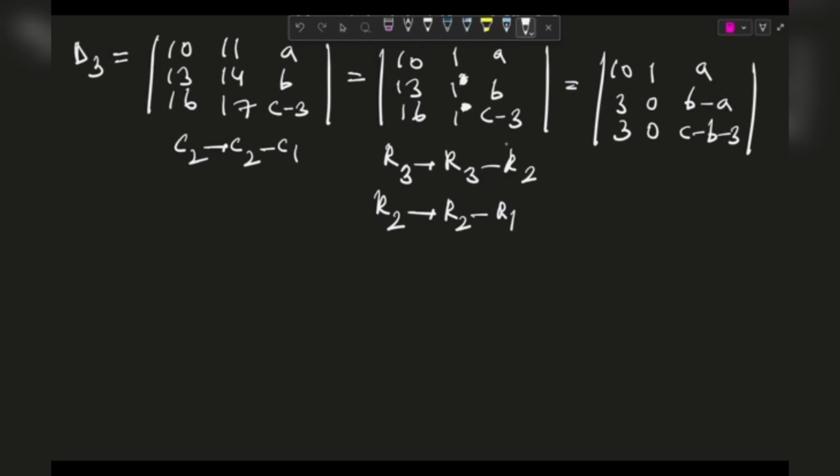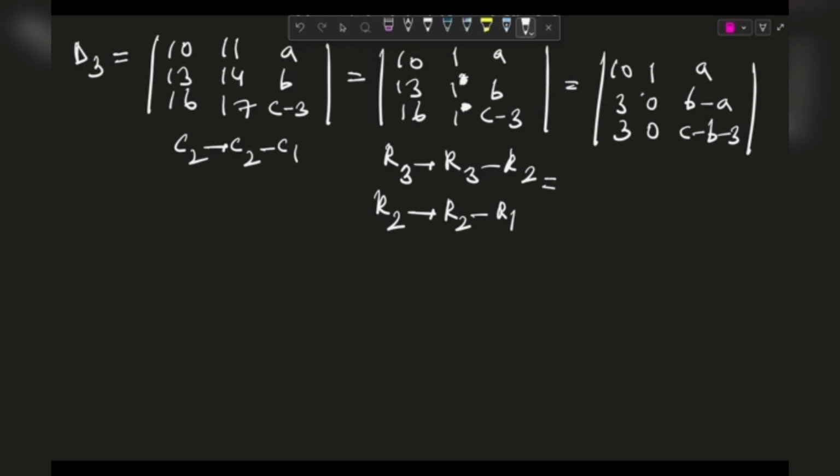Guys, please note, don't think that I'm doing R3 as R3 minus R2 after I found out B minus A here, so that B minus A is getting subtracted. No, this and this are purely independent of each other. If you do row operations or column operations, you can do a maximum of 2 at a time in a 3 cross 3 determinant, provided that any one of the rows or columns is kept constant. But don't think that they are dependent on each other. They are completely independent. Okay, this is pretty confusing. I also used to get confused.